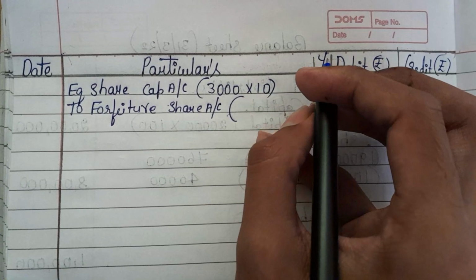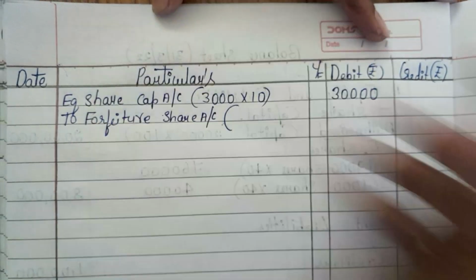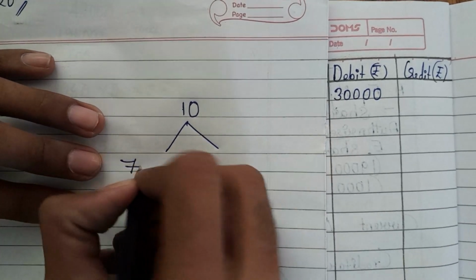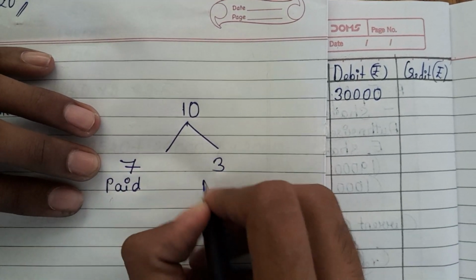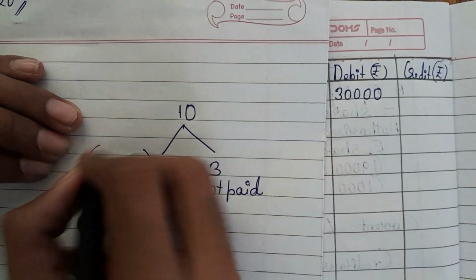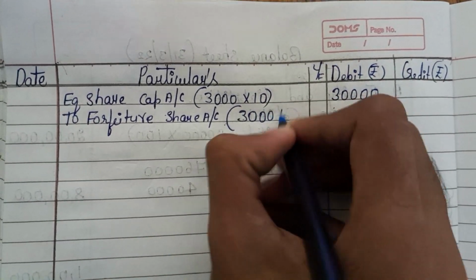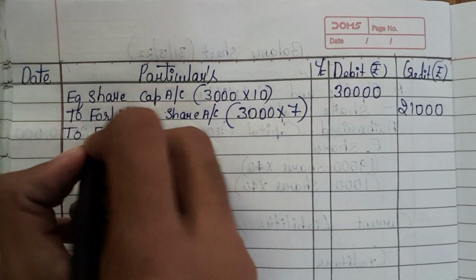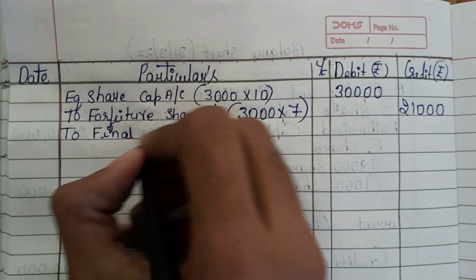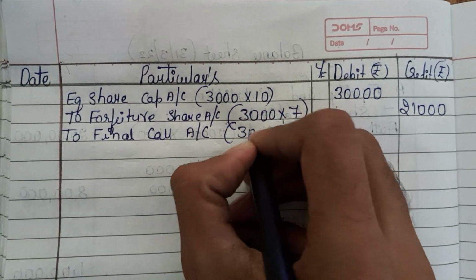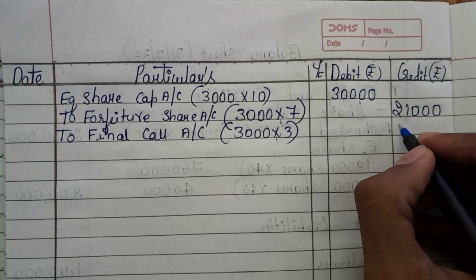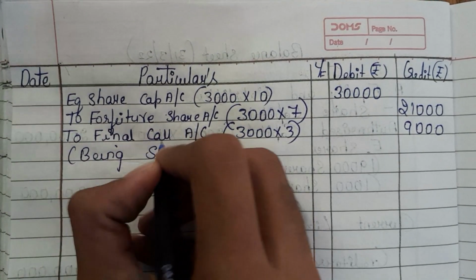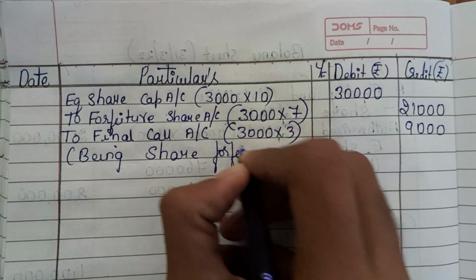How much had they received? 3 rupees per call is not paid. The value of the share was 10 rupees. Of this 10 rupees, 7 rupees is paid and 3 rupees is not paid. So 7 rupees they have received. 3000 into 7 will be 21,000. It is on the final call, so to final call account. How much money have they not received? They have not received 3 rupees on each share, that is 9,000. Being share forfeited is the narration.